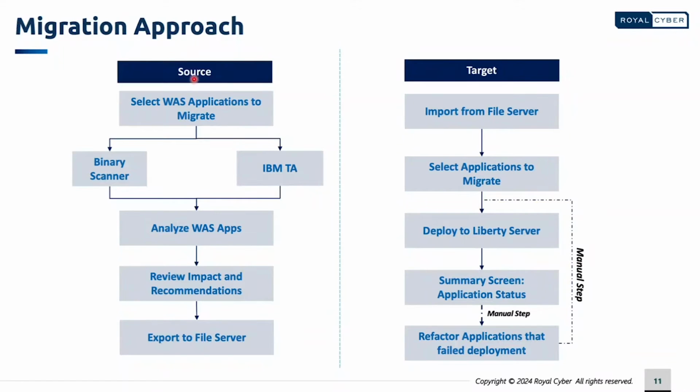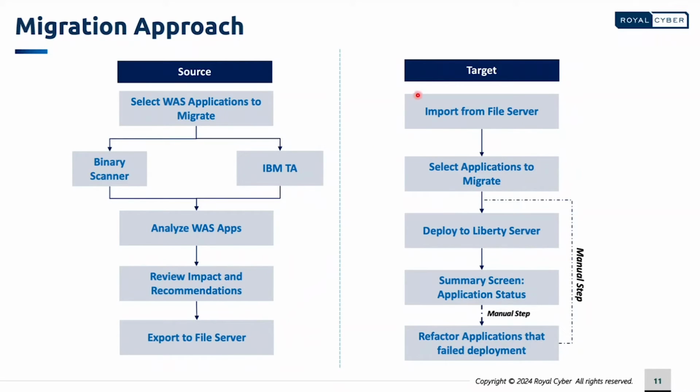And the approach that we have taken so far is that from a source, from the WAS application, when you're going to migrate, you'll have two options. You can go through binary scanner or IBM Transformation Advisor. It will analyze the WAS application. Once the application is analyzed, it will create the review impact and recommendations. After that, it exports to the file server.